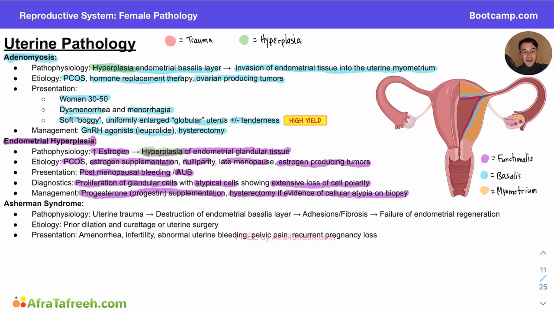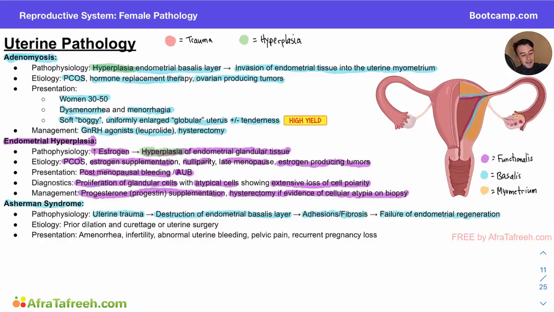Finally, let's talk about our Asherman syndrome, and I'm going to switch back to our blue color because we are back to talking about the basalis layer. And essentially in Asherman syndrome, we are going to expect some type of uterine trauma, and the uterine trauma is going to lead to destruction of our endometrial basalis layer, and this trauma is going to be replaced with adhesions, scarring, and fibrosis, and this is going to lead to failure of regeneration of our endometrial tissue.